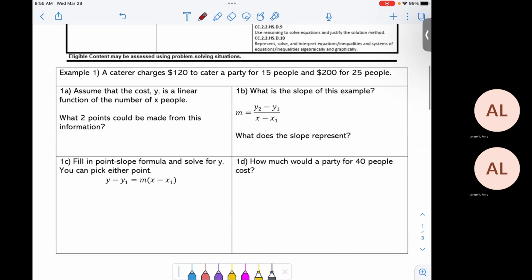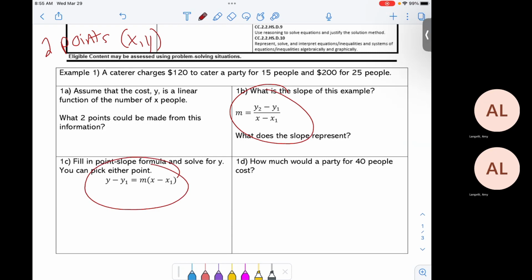Now, yesterday I gave you a slope and a y-intercept. They were a little easier. Today we're going to be given 2 points, and the points have to be in the form x comma y in order for us to find the slope, put it in slope-intercept, and then put it in y equals mx plus b.